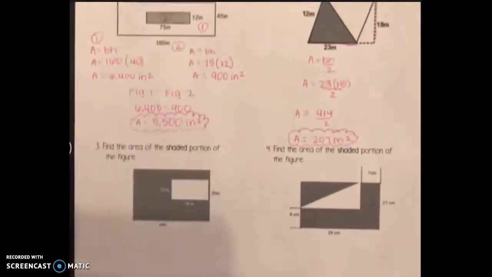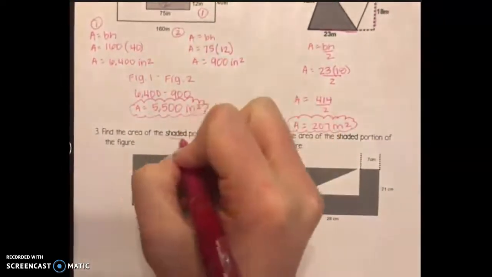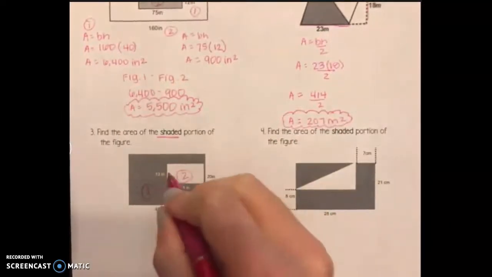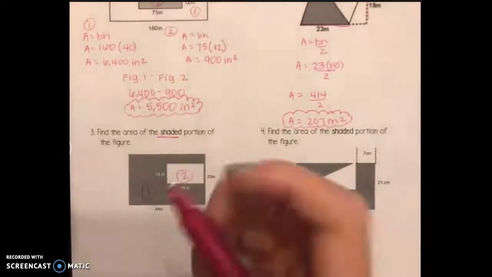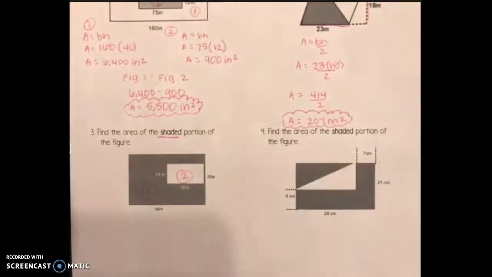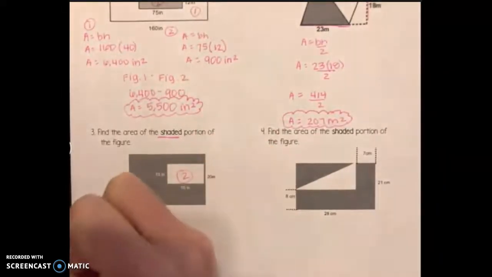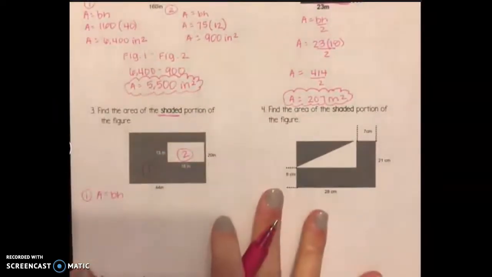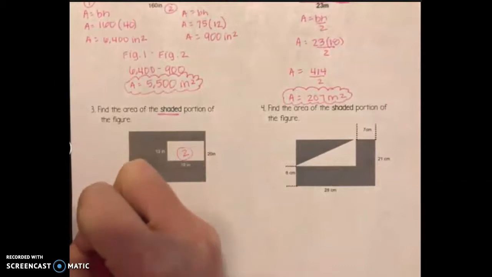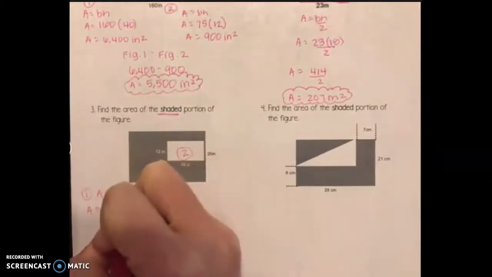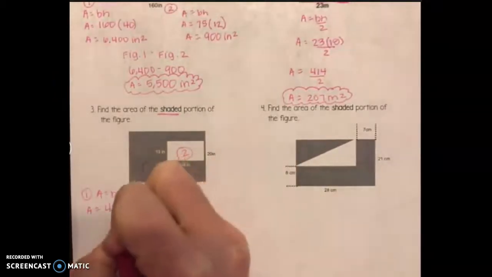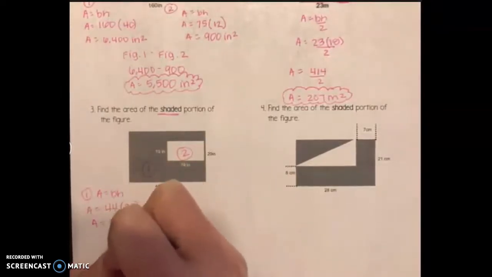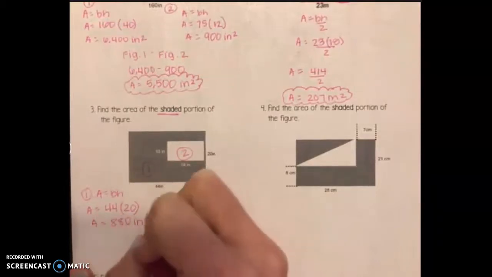Okay. Number 3, so we're finding the area of the shaded portion. So again, we don't want figure 2. We don't want him. He is part of it, but we're going to take him away after. So think of like when you take a donut hole out, you're going to subtract it, okay? So figure 1 is a rectangle, so area equals base times height. So area equals a base of 44 times a height of 20. So my area is going to be 880 inches squared.